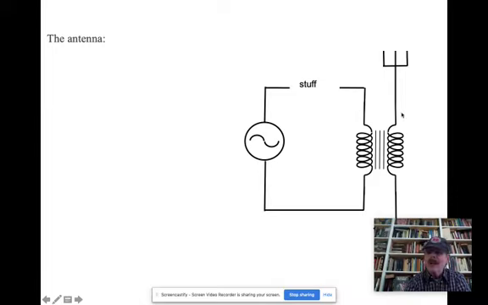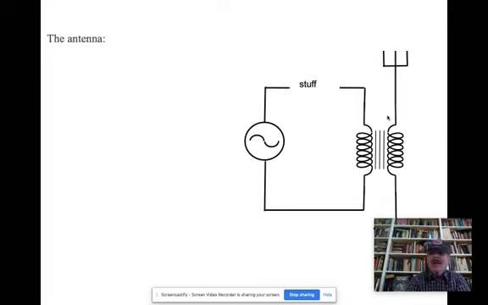What you additionally have, when you have charge in motion, is magnetic fields. So as the charge is running up onto the antenna, you have a magnetic field in one direction, and as it's running off of the antenna, a magnetic field in the opposite direction. And again, there are going to be times when you have lots of charge flowing on and times when there's not very much charge flowing on. So the magnitude of the field is going to be changing along with its direction.